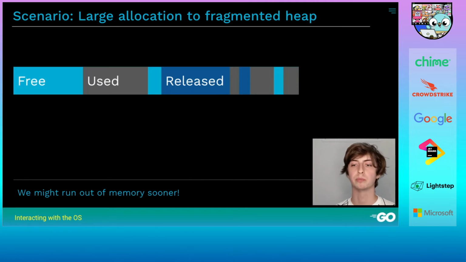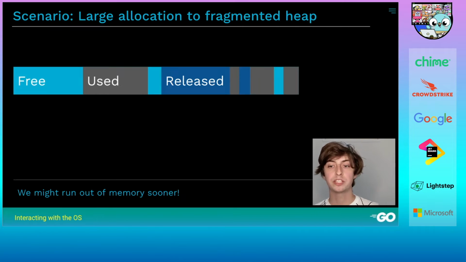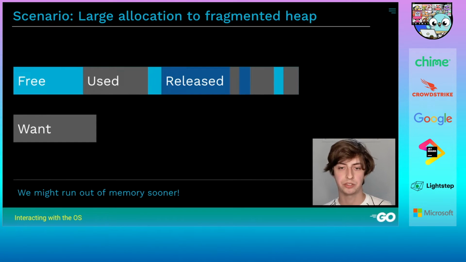Of course, this has problems. The most pressing one at the time was, what if all that free memory is fragmented and we get some new large allocation that doesn't fit? So you can see in this diagram, we have some notion of the heap. The light blue regions are free. The gray regions are currently being used. And the dark blue regions have been returned to the operating system.